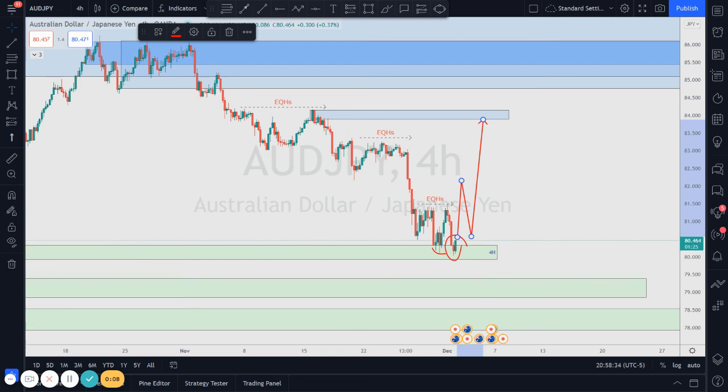This is what we're looking for. This is the optimal entry here, once the break of structure happens.